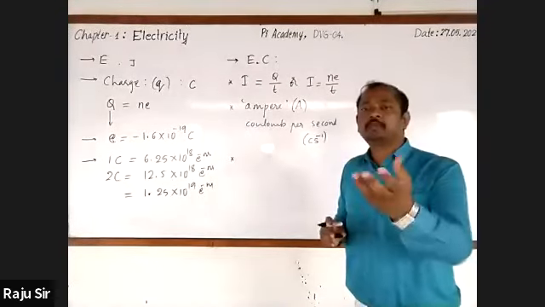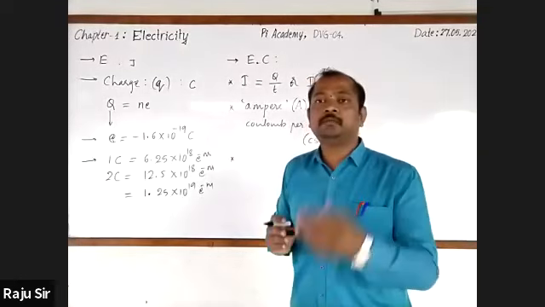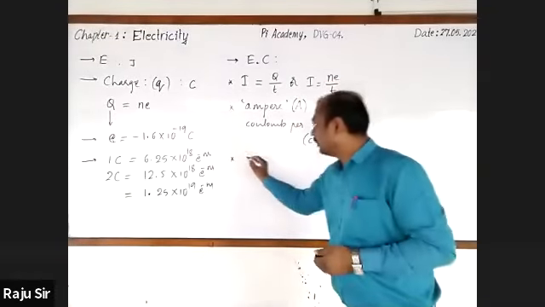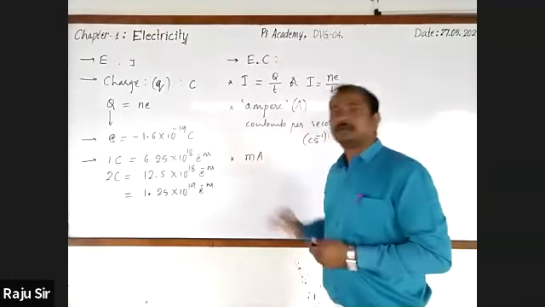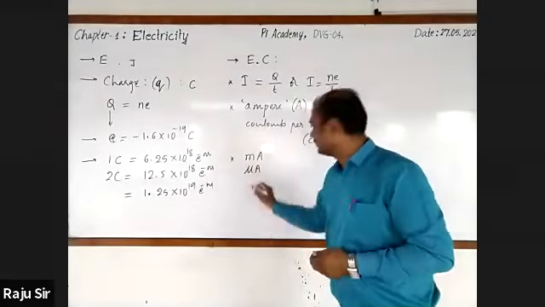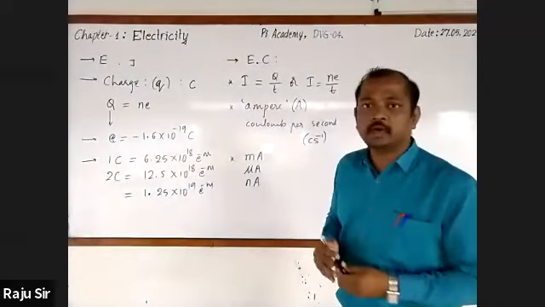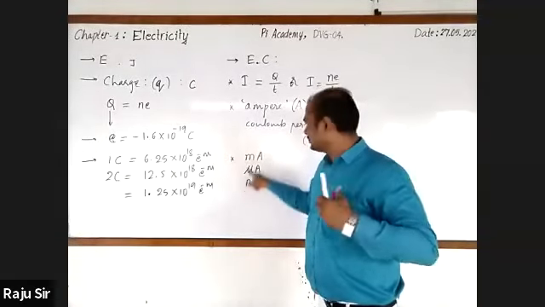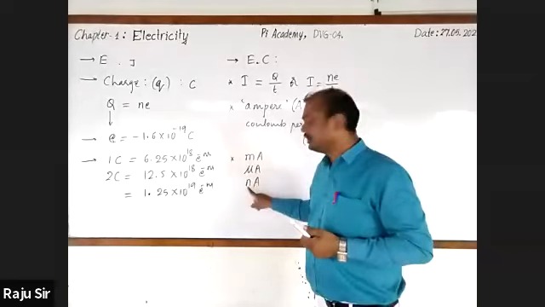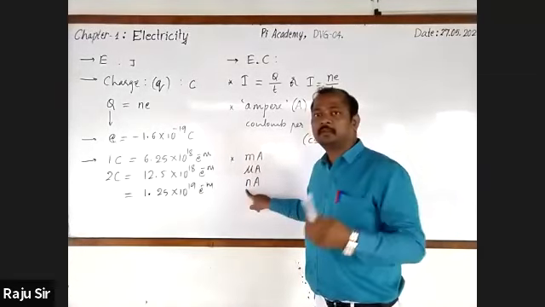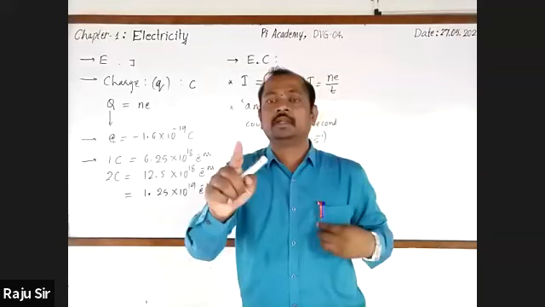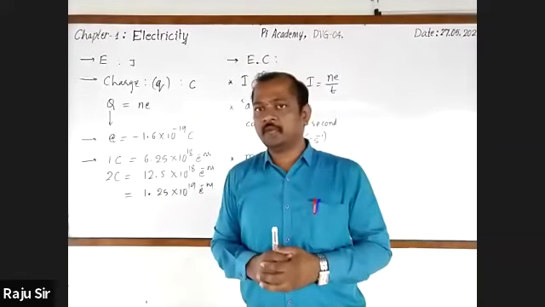And when the amount of current is very small, then we go for using some prefixes. Recall those prefixes. One is milliamp, the second one is microamp, the third one is nanoamp, like this. And you also know the values of these: milli is 10 raised to the power minus 3, micro 10 raised to the power minus 6, and nano 10 raised to the power minus 9. Along with that, we have come to know one more, that is angstrom. Angstrom is 10 raised to the power minus 10, right?